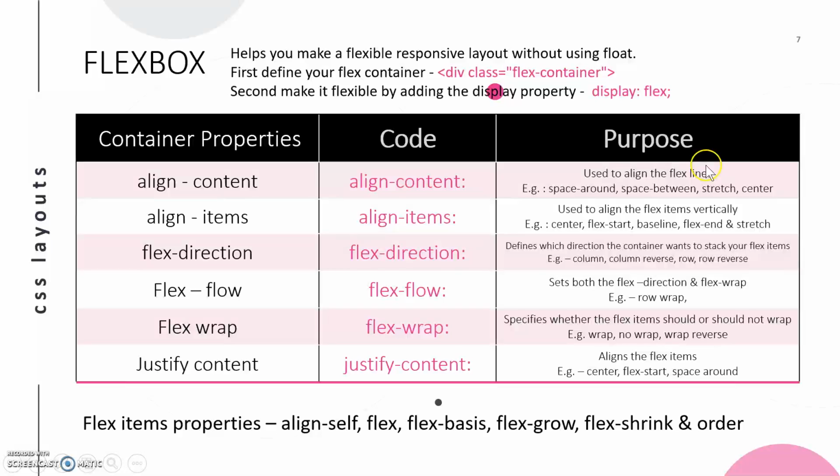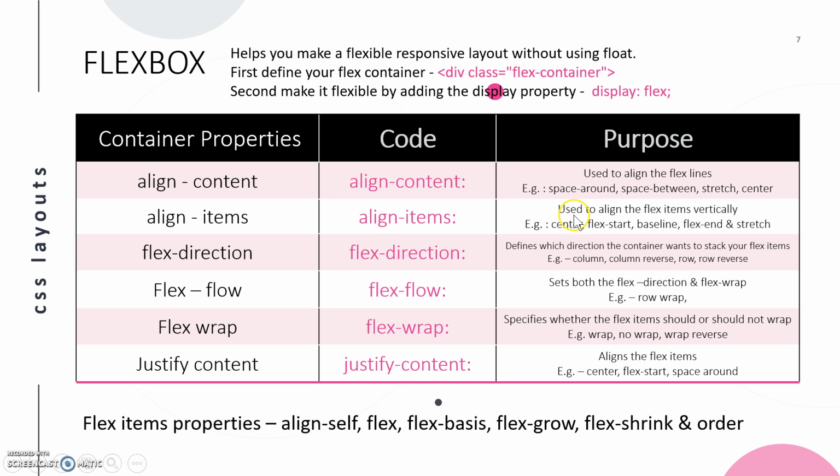Align content is what you use to align your flex lines. And underneath, I put an example. This means example, which I always thought was IE, but that means something else. E.g. is actually for example. So, learn something new. Okay, if you wanted the space to go around, or space between, or stretch, that's what you would add. So you would say align content space around, or align content space between. That's how those work.